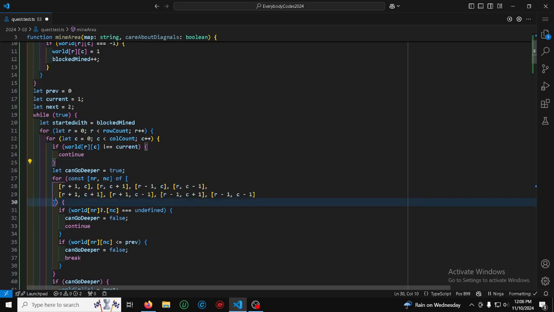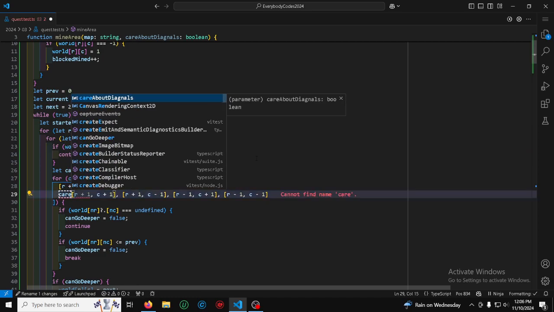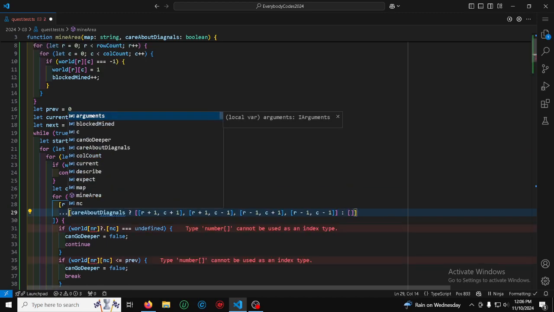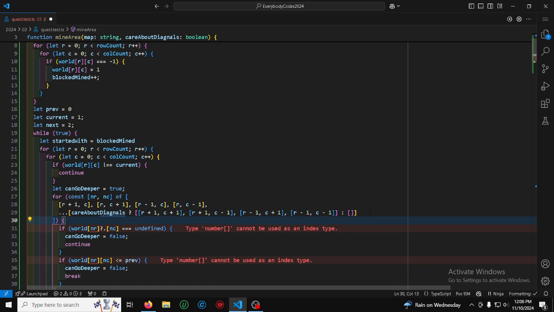So let's get... So we'll do it the bad way, and then we'll clean this up, right? Make it work, make it right, make it pretty. So this is the bad way. Cares about diagonals. If so, then you're going to use these. If not, you're going to use these. And that is how we do that.